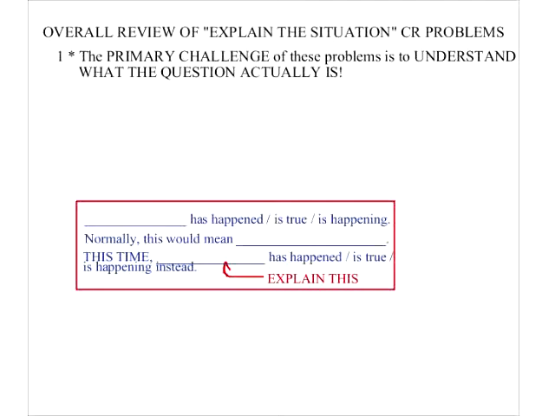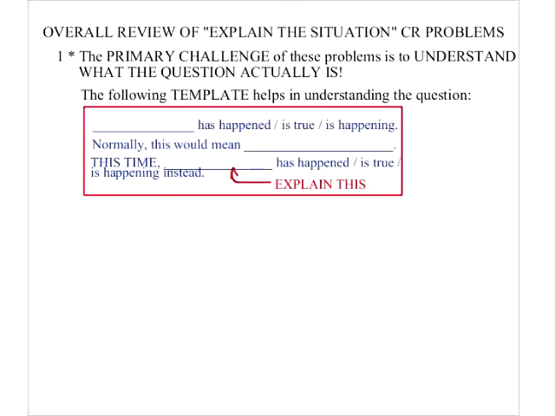And in order to understand the question, the following template that we've just seen helps in understanding the question. And that's this thing. All right, let's talk about scope.